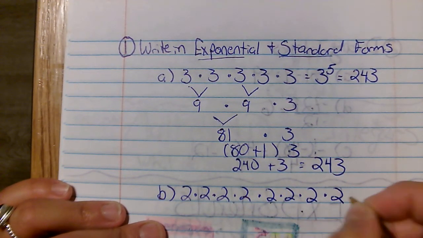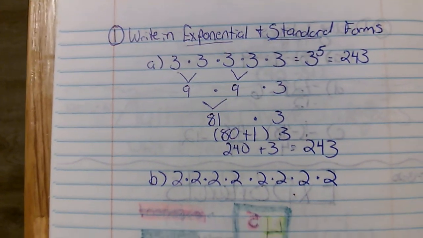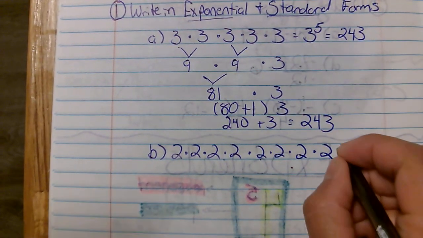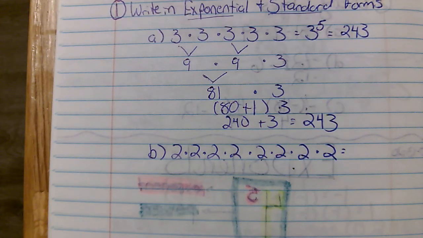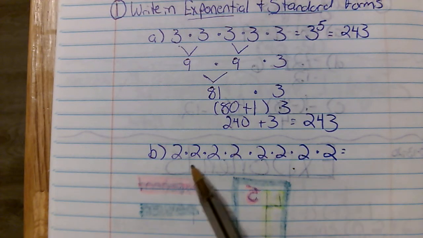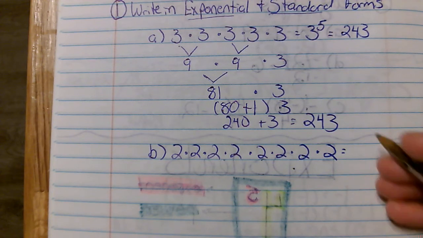2 times 2. Perfect. Lots of 2's. Okay. Now writing it in exponential form is the easier one because all you have to do is look at what the base is and see how many times you're multiplying that number by itself. So the base number is the one you see repeated throughout. So it's going to be 2.